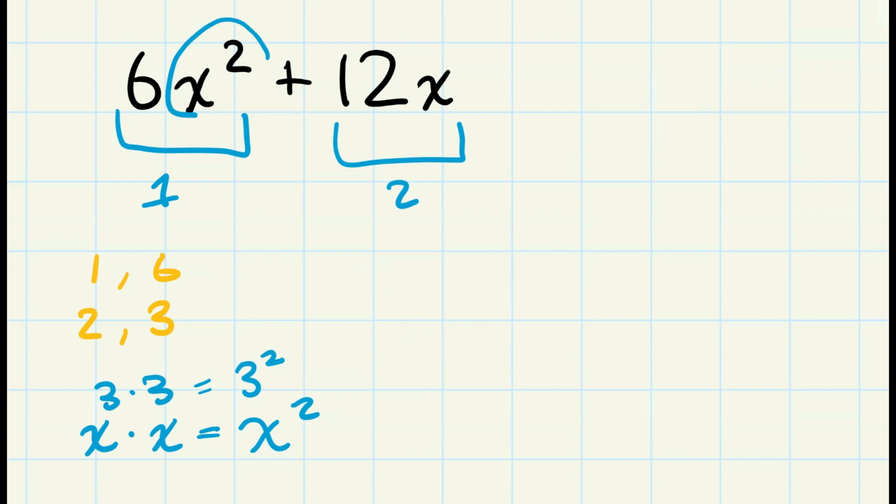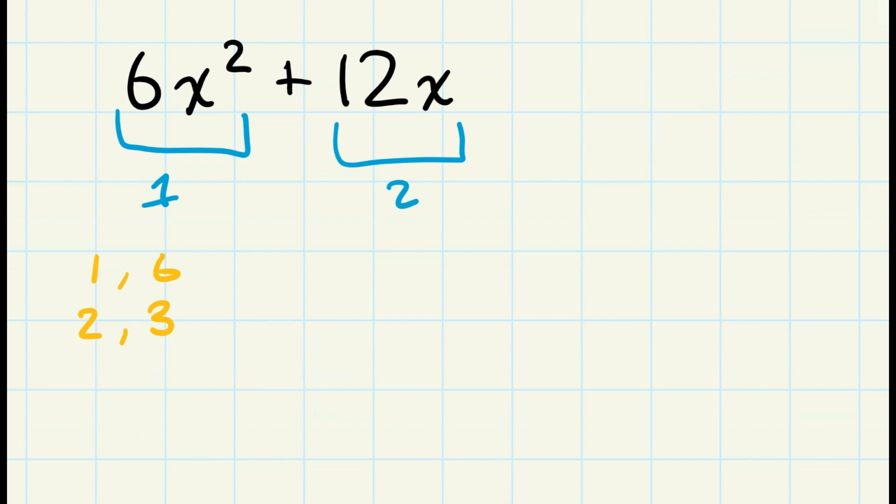So if we have x squared and we're trying to divide up factors, that means there needs to be an x in each factor. So that means we would actually have 1x, 6x, 3x, and 2x for our factors. Okay, so those are the factors of term number 1. Let's move on to term number 2 now.